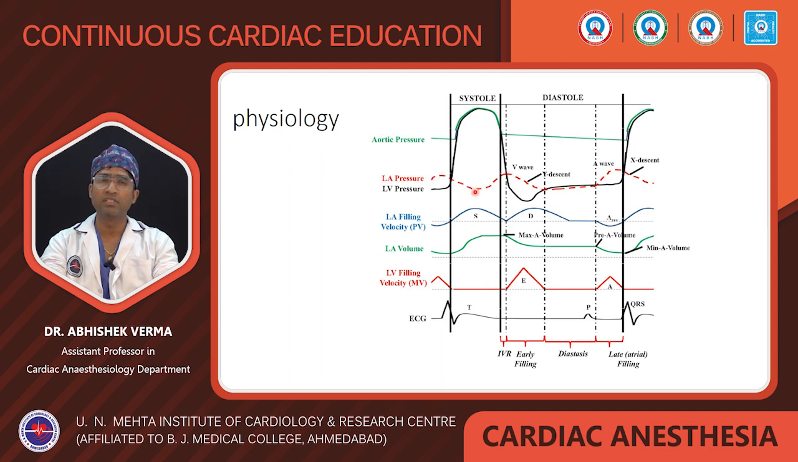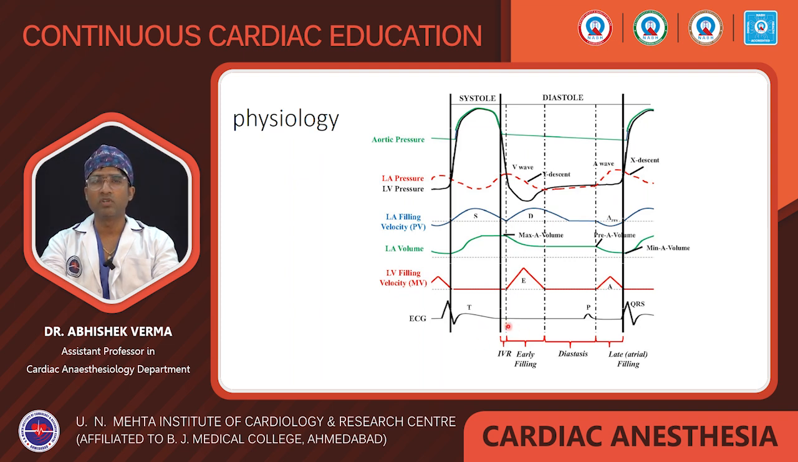This is the LA pressure. Here the mitral valve will open. So the gradient occurs between the LA and LV, and this leads to the E wave. Here we can see the E wave occurs due to this gradient between the LA and the LV. After that, equilibrium occurs because the pressures inside the LA and the LV become equal. There is no flow across the valve, and then due to atrial contraction, there is again 20% flow. It is shown as the A wave in the echo.